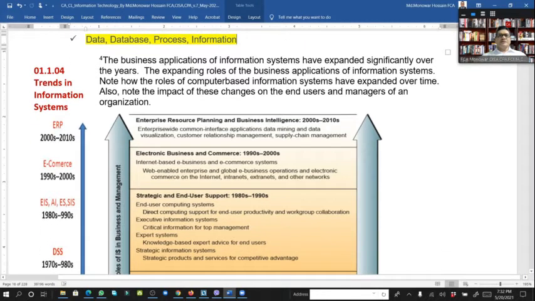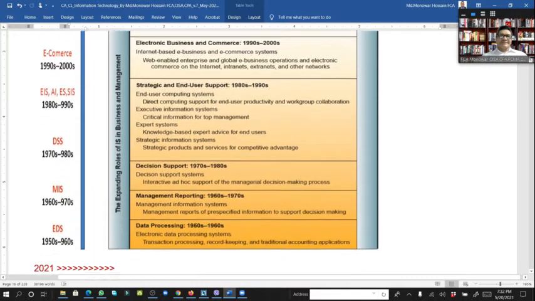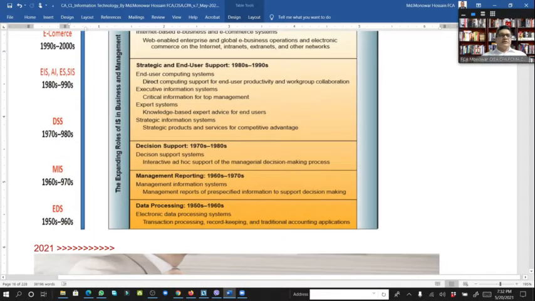So here we are looking at the trends in information system, and how it has come to this point. For example, in the years 1950 to 1960, that was the data processing era, EDS, electronic data processing system. At that time, transaction processing, record keeping, and traditional accounting applications were there in that period.